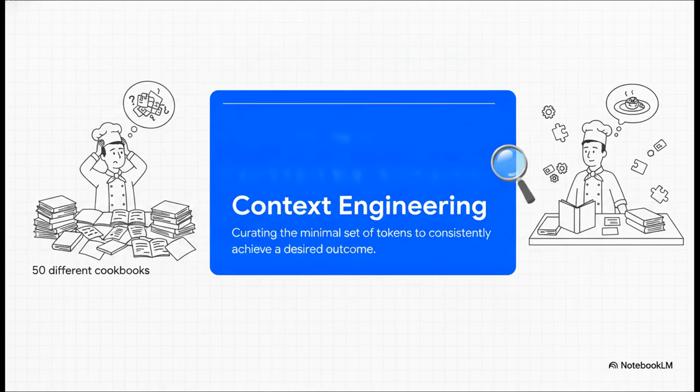Imagine our chef's working memory, or the physical counter space they have for their recipe books. If that counter is completely cluttered with 50 different cookbooks, the chef is going to get confused, overwhelmed, and slow down.